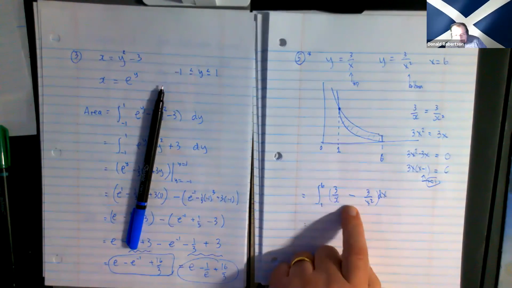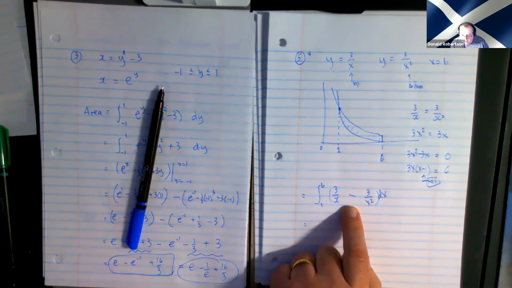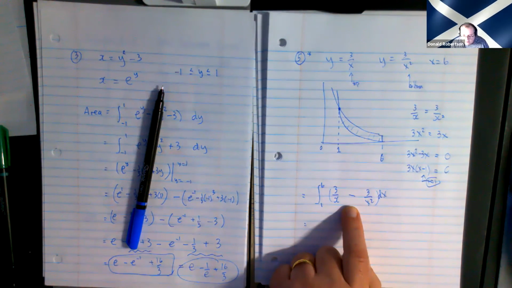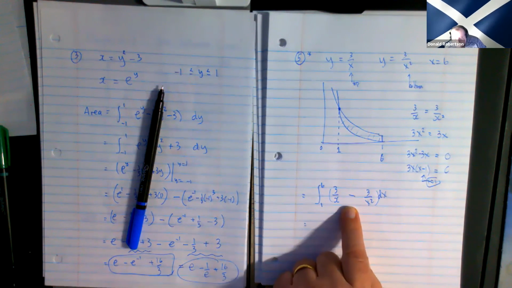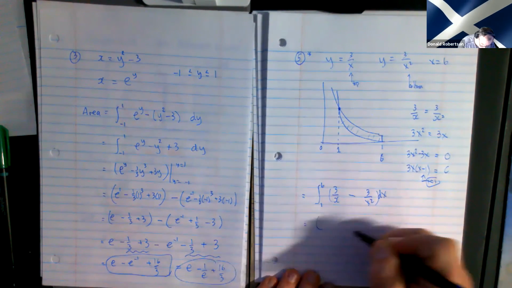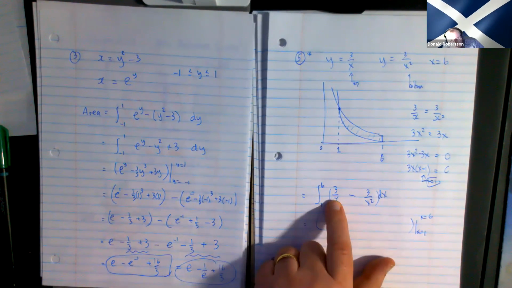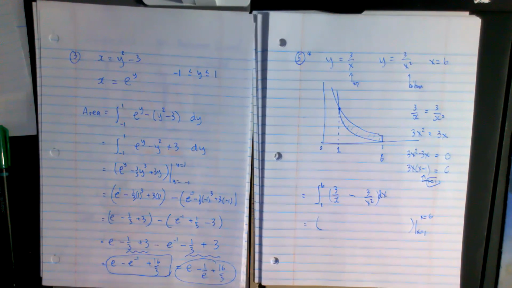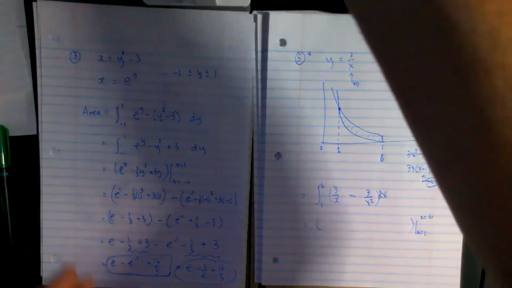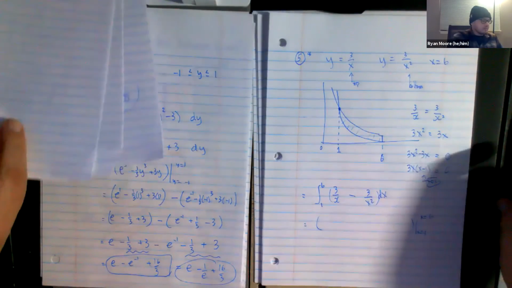I'll take this just a little bit further and then I'll stop on this one. What's the antiderivative of... Oh, you can't see it, sorry. Don't know what I'm writing down here. There we go. What's the antiderivative of 3 over x? Three times the natural log of x. Correct.